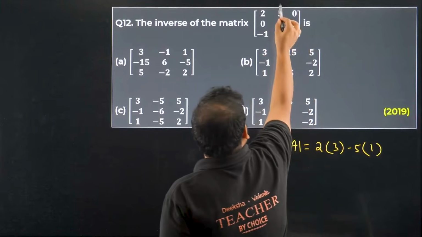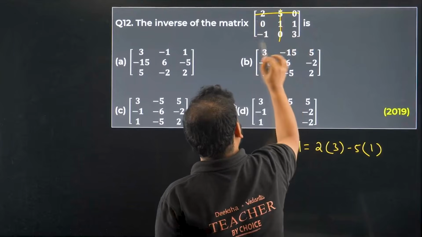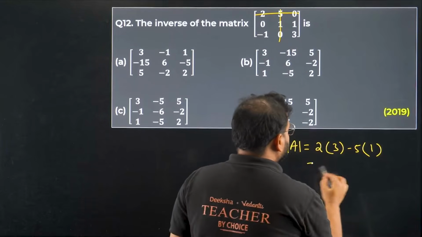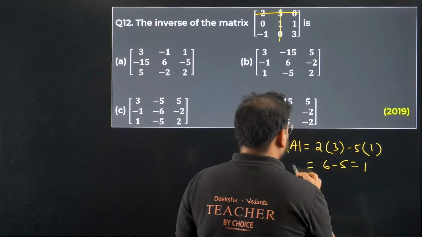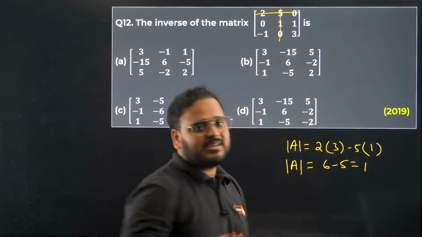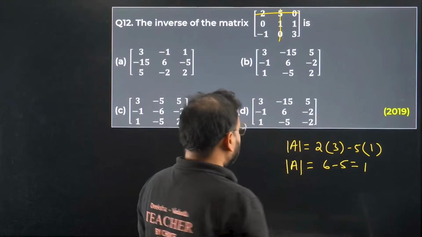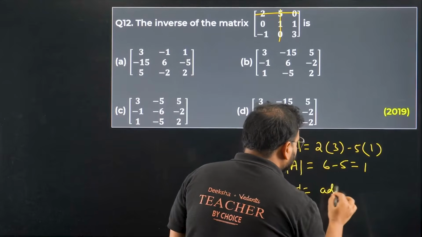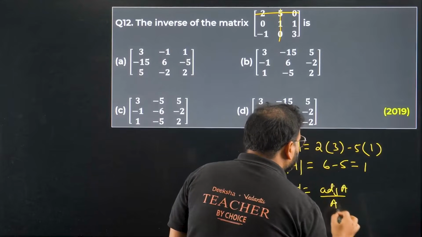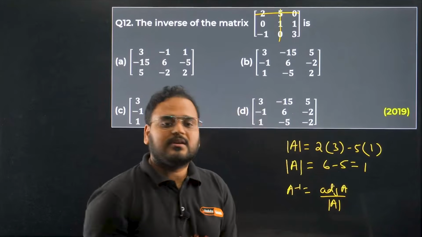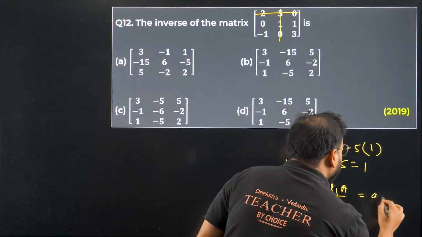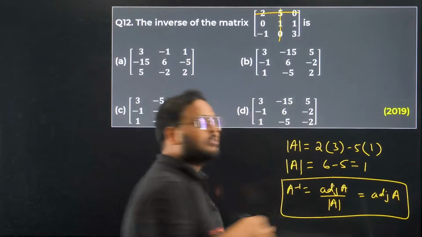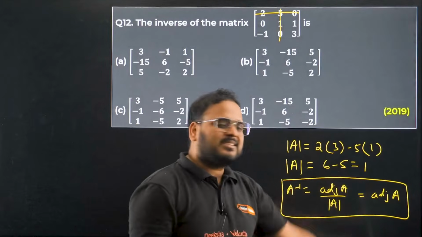Please check. We have to cancel this term. 3 into 0 is 0. Minus 1 into 1 is minus 1. Subtraction makes it plus, so minus 5. What I get? 6 minus 5. How much is that? 1. Determinant is 1 means it's an invertible matrix. Now one more thing. We know that A inverse is given by adjoint of A by determinant of A. Determinant is equal to 1 means what? A inverse will become equal to simply adjoint of A. Since the determinant value is 1, inverse will be same as the adjoint.